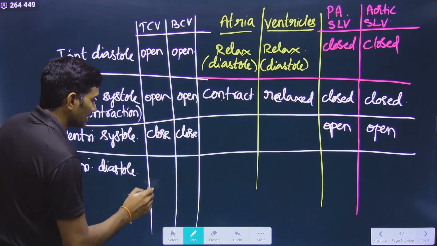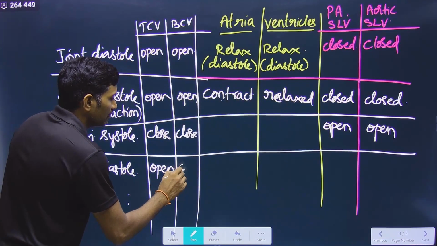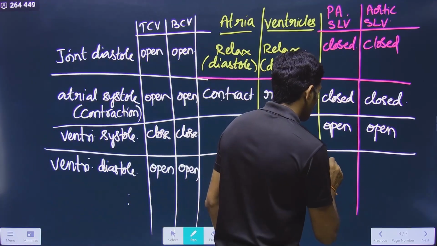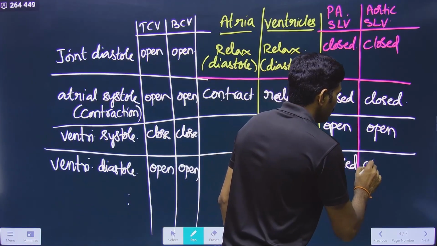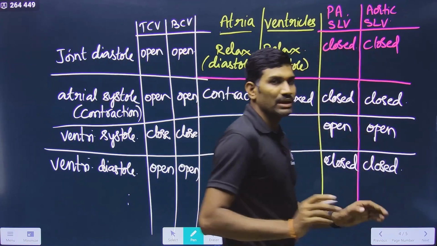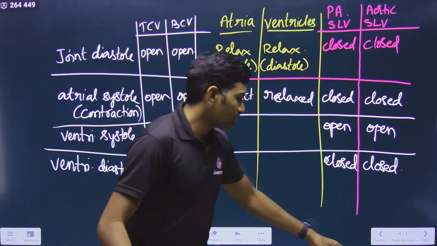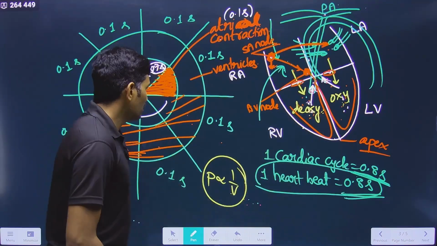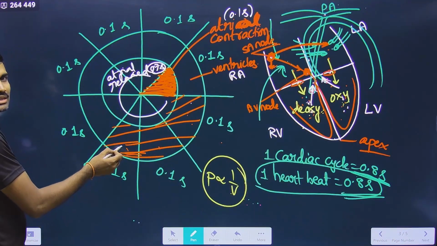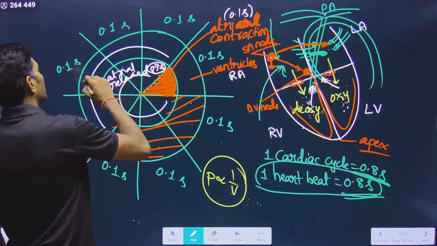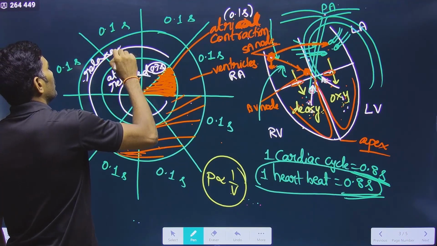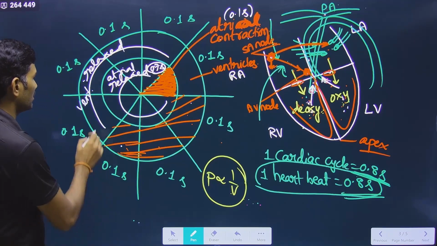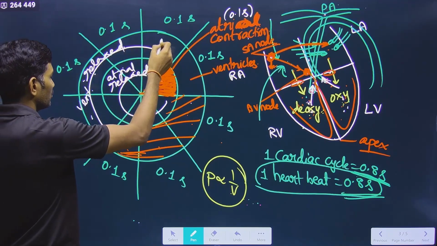So in this way, the tricuspid valve opens and the bicuspid valve also opens, but the semilunar valves will be closed. This is what is happening. Once they are closed, now here it is in a relaxed state. So for 0.3 seconds it got contracted and the remaining time it is relaxed. Ventricular relaxed means ventricular diastole. For how much time? 0.1, 0.1, 0.1, 0.1.